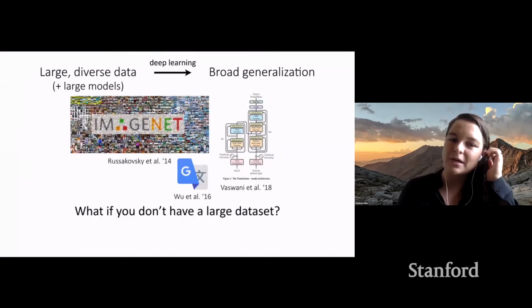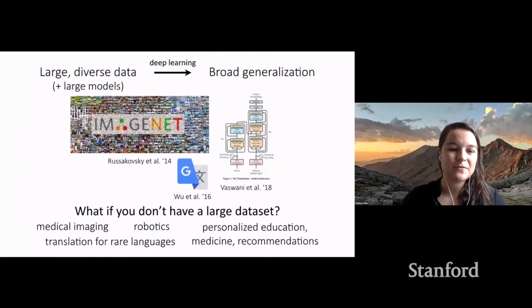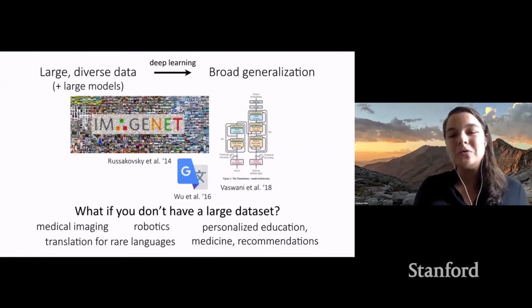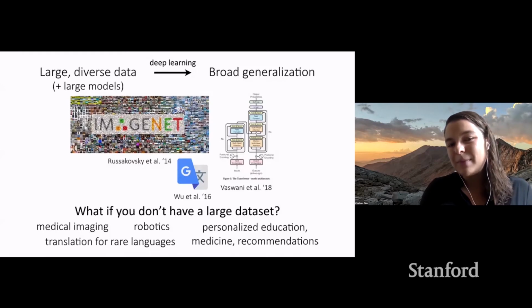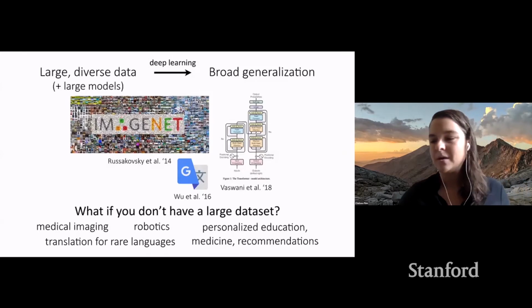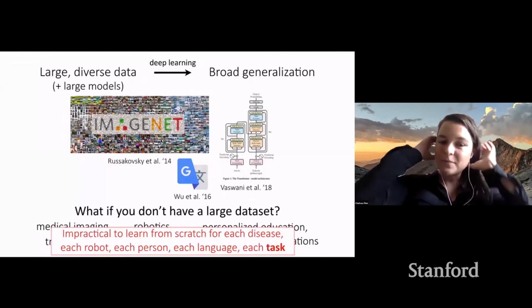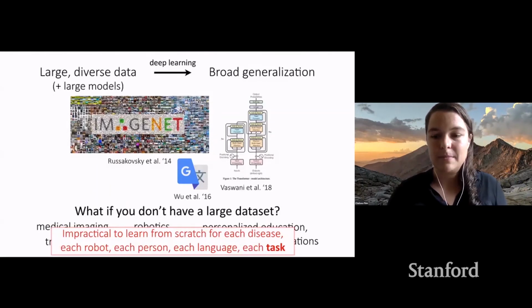However, in many different applications, we don't necessarily have a large data set. So in medical imaging, for example, in robotics, in personalized education, medicine, recommendation systems, when you want to translate more rare languages, we often don't have a huge data set for every robot or every patient or every student. And so these techniques may not actually be that useful or applicable to these very real world problems. And so it's impractical to learn from scratch for each disease, for each robot, for each person, for each task. And this is one of the areas where multitask learning and meta learning can come into play.